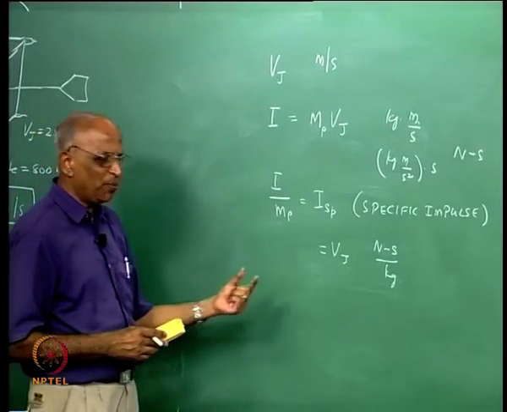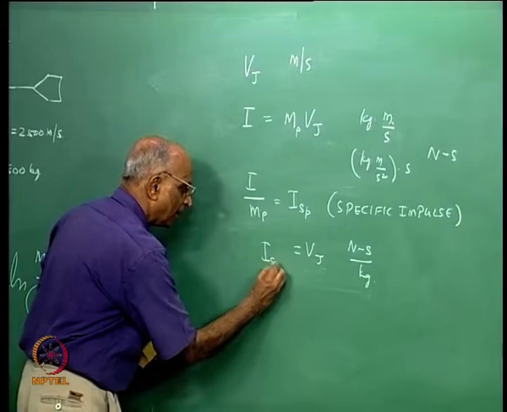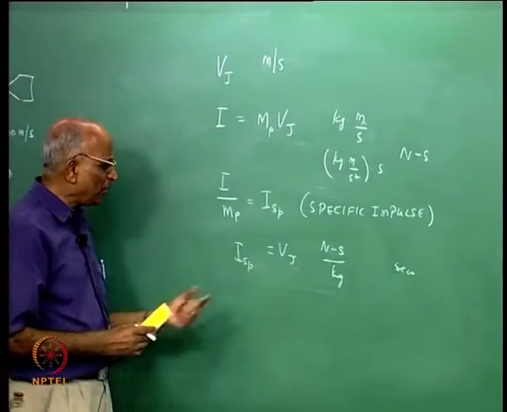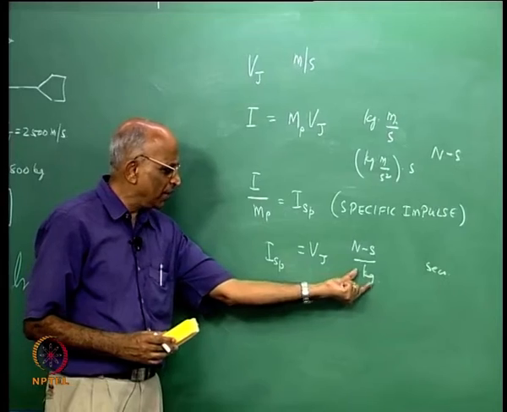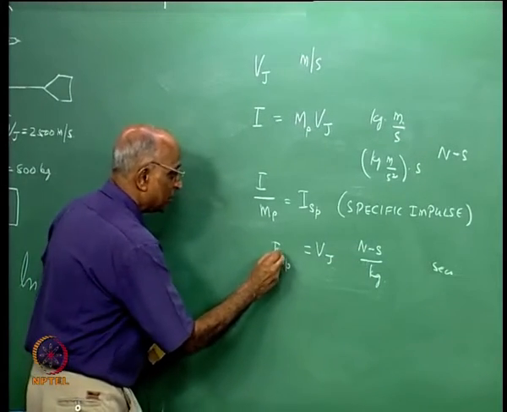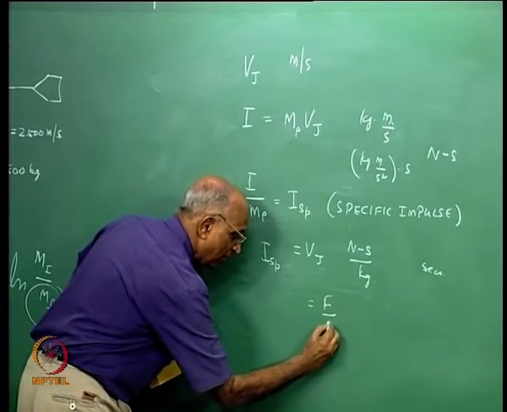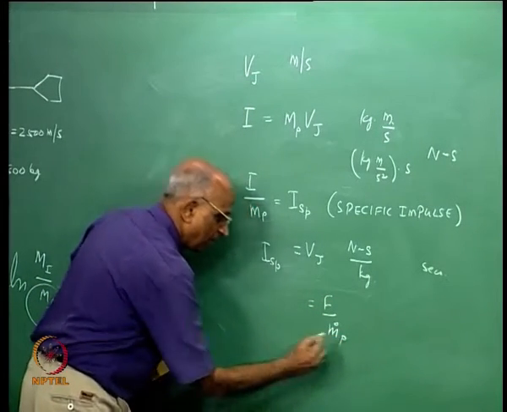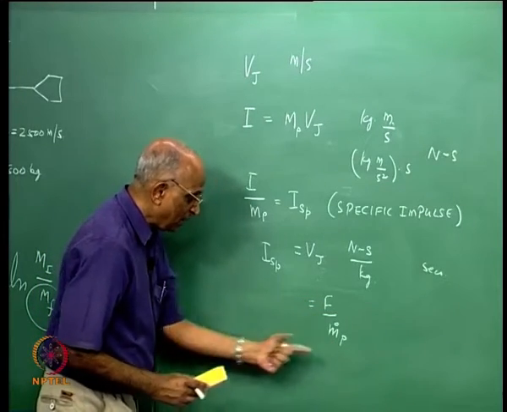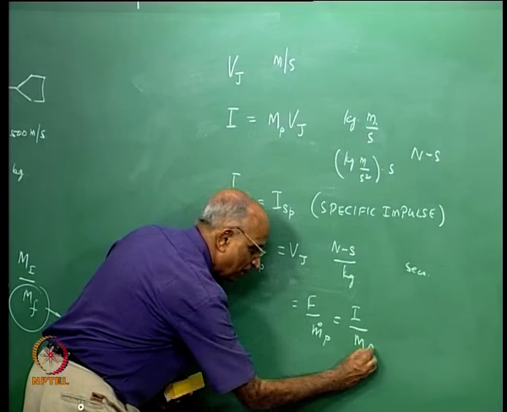In many textbooks they express the value of specific impulse in seconds, which is really not right. We are talking of force divided by mass flow rate, because I could also have written Isp from this as equal to force divided by m dot p. Why do I write it? Force into time is impulse, and therefore this is the same thing as impulse over total propellant mass.